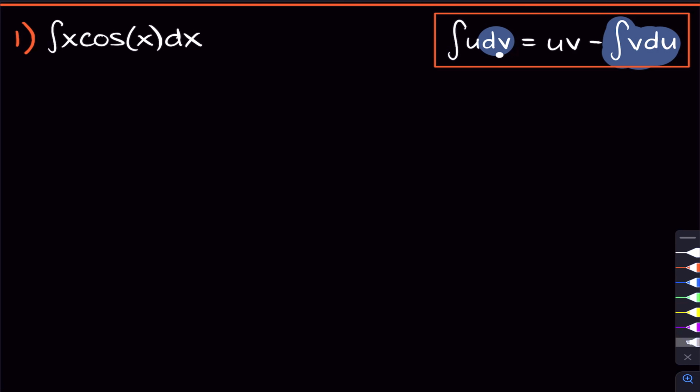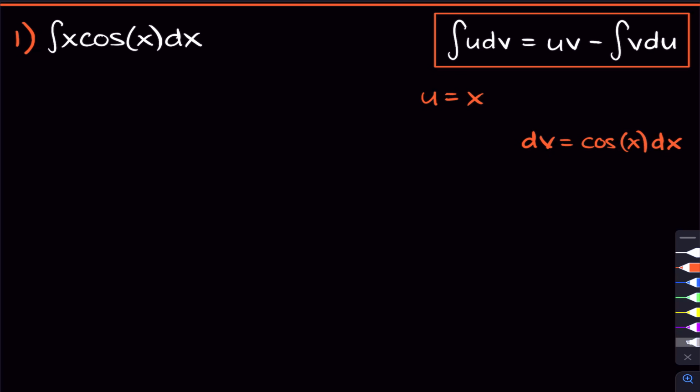What I'm going to do is I'm going to show you what the right u is right off the bat. The correct u for this problem would be x. And then dv, that's the other part of this integral. And the other part of the integral here is cosine of x dx. So that would be your dv. Then after we do this entire problem, I will show you what happens if you do not pick the right u, and what happens if you make your u cosine of x instead.